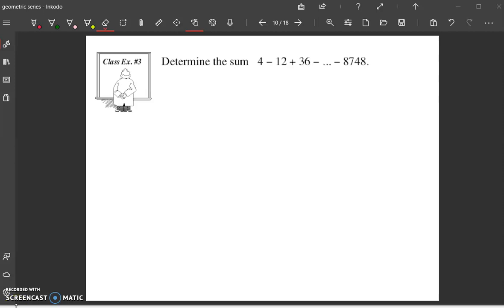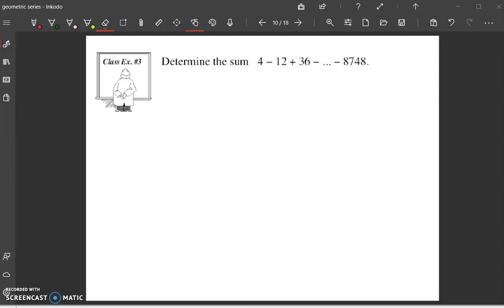So example number 3 on page 64. In this example, we see a series here. The first thing we'll do is decide whether this is a geometric or arithmetic. Now we can see the signs going from positive to negative to positive to negative. So this is possibly a geometric series.